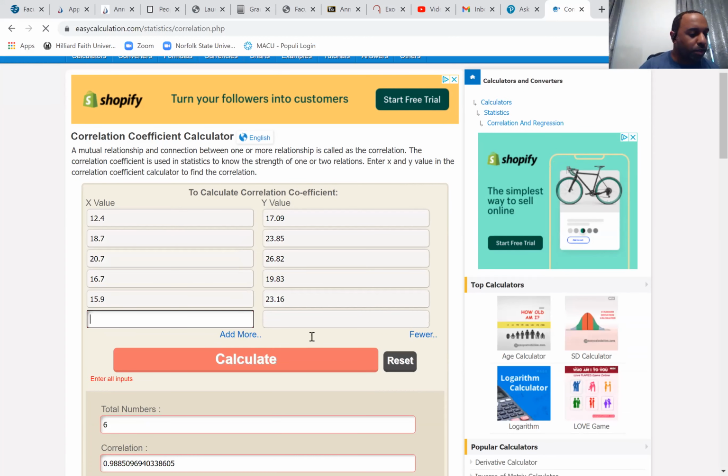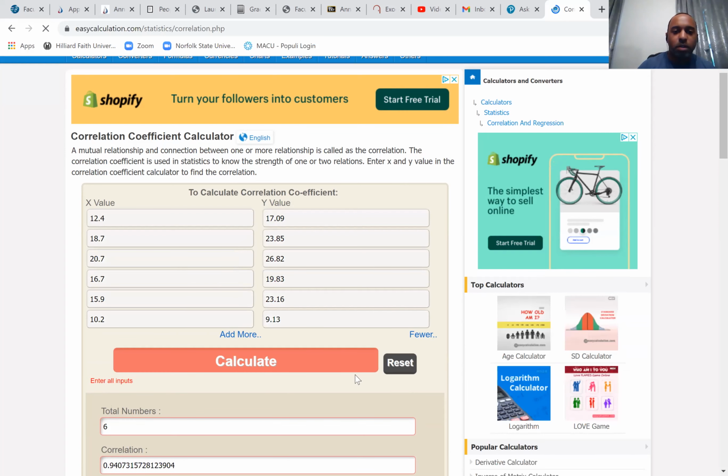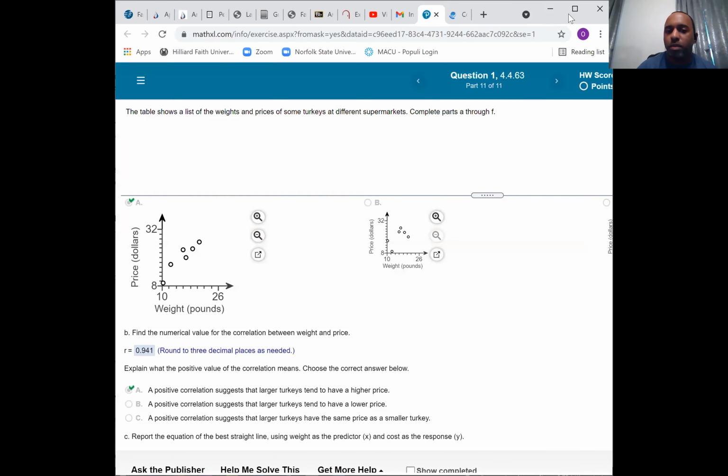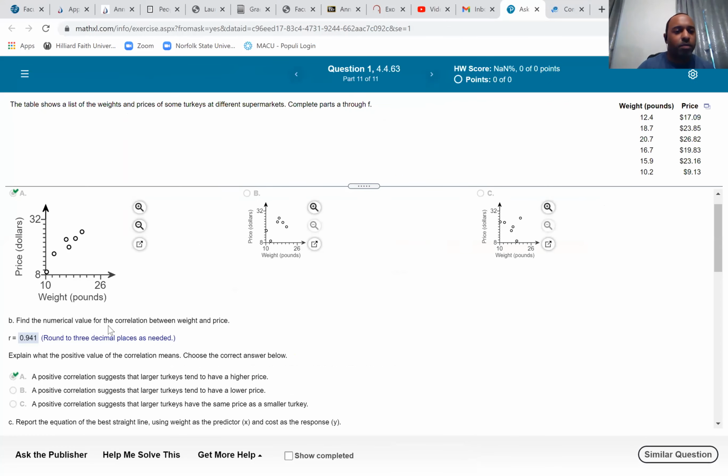Now, what we're doing for this correlation coefficient is going to be a very similar process to what we're going to do for that regression line. So here, this should be it. I'm looking at 0.9407. Let's see what MATLAB wanted. 0.941. Yep, so round to 3 decimal places. So it's 0.941. That's all I'm asking you to do as far as that is concerned. Find something that you're comfortable using. Like I said, easycalculation.com can do it. All we did was type in those data values and hit enter.